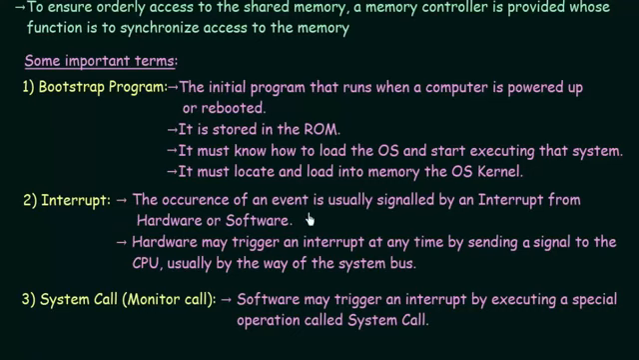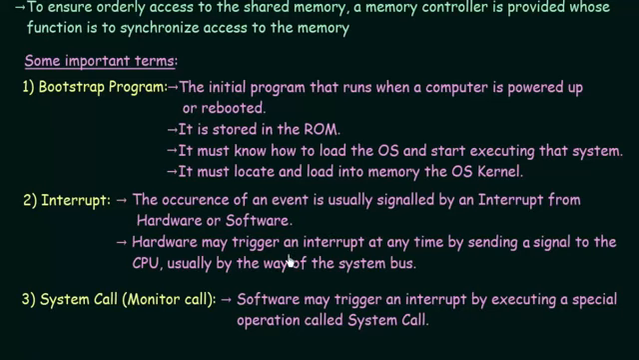So the occurrence of an event is usually signaled by an interrupt from the hardware or software. We know that the CPU is always working, it is doing some work, and when the CPU is doing that work, sometimes the hardware or software may interrupt the CPU. It may come and tell the CPU to wait with whatever it is doing and please execute this task that I am giving you. This is more important. So the CPU has to stop and execute that task which comes up, and that is known as an interrupt.